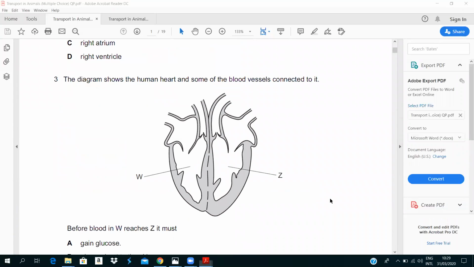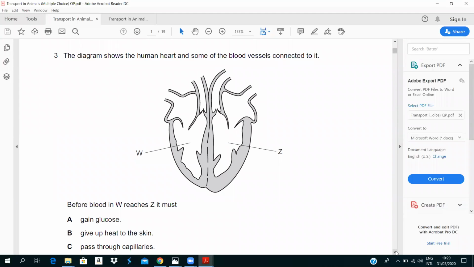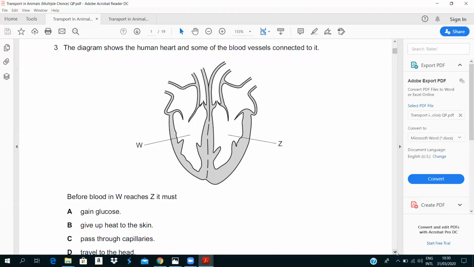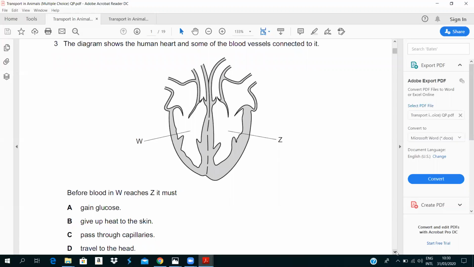Where is Hur? Okay, the third one. Hur, yes. The diagram shows the human heart and some of the blood vessels connected to it. Before blood in W reaches Z, it must gain glucose. What is W? W is the right ventricle. I will write it for you. The blood is deoxygenated. You are right.